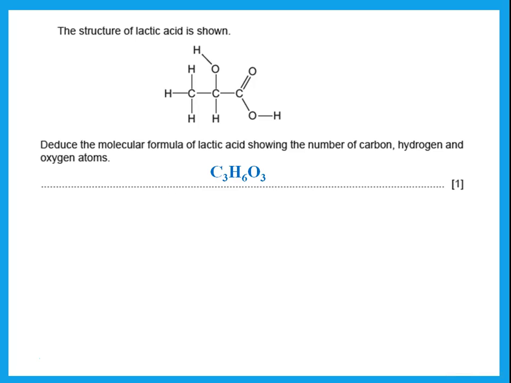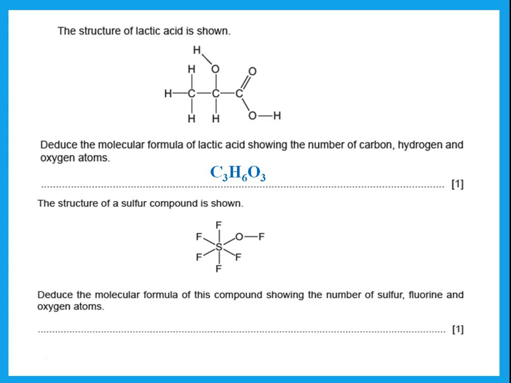You count all the carbons, all the hydrogens, all the oxygens, and you compile them together. So this is C3H6O3. This is another one. Deduce the molecular formula of this compound. So this is just 1 S, 6 fluorines, and 1 oxygen. In this case, the order of the F and the O doesn't make a difference.